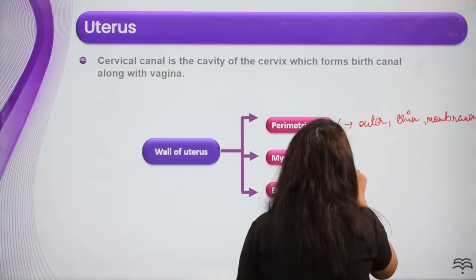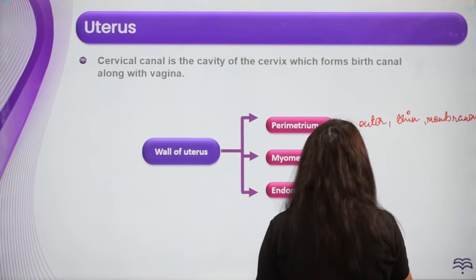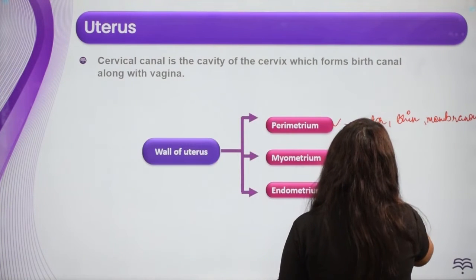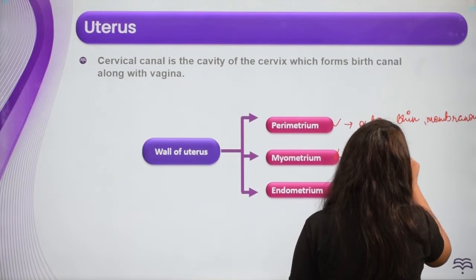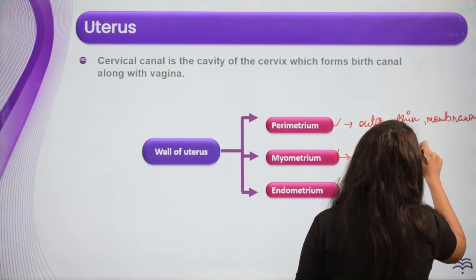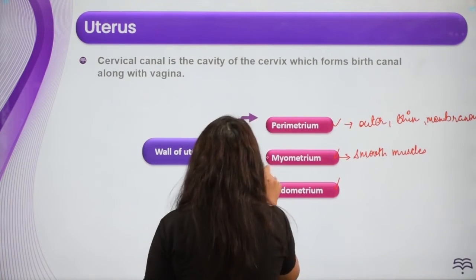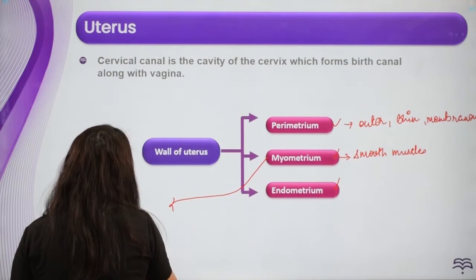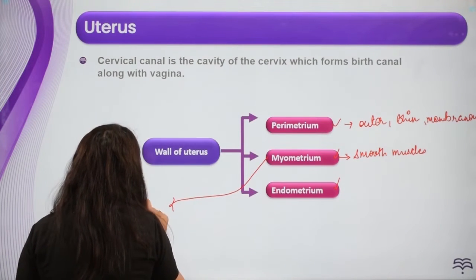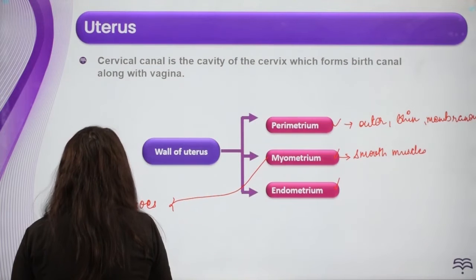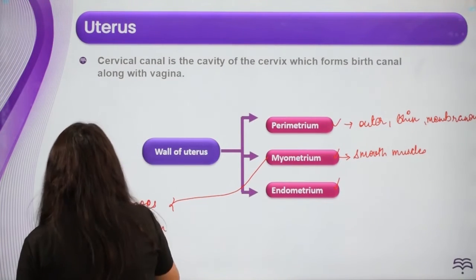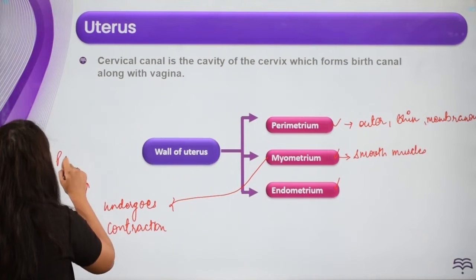Talking about the myometrium, the myometrium is the middle one and it is made up of smooth muscles. And this myometrium undergoes strong uterine contractions at the time of parturition. All right, at the time of parturition.